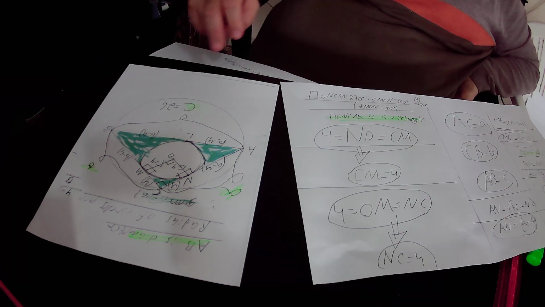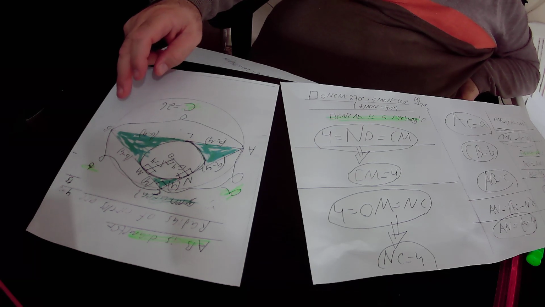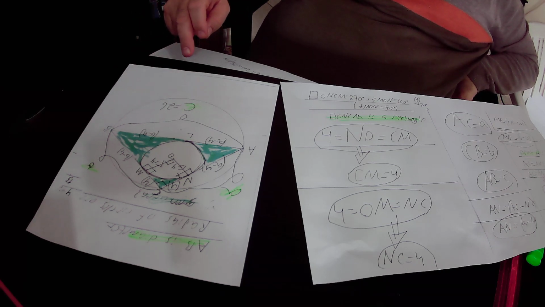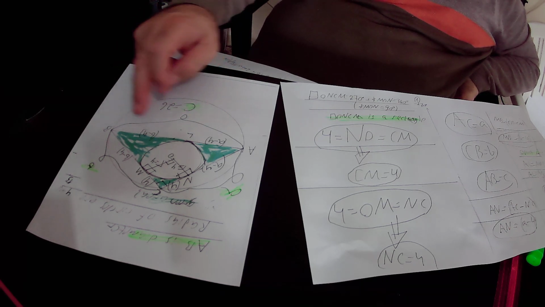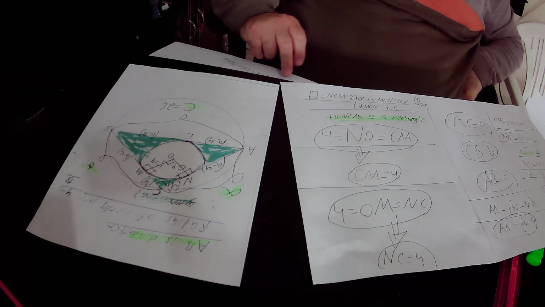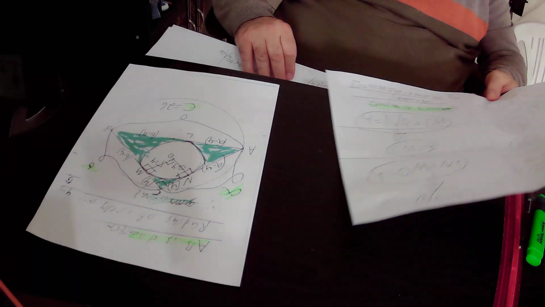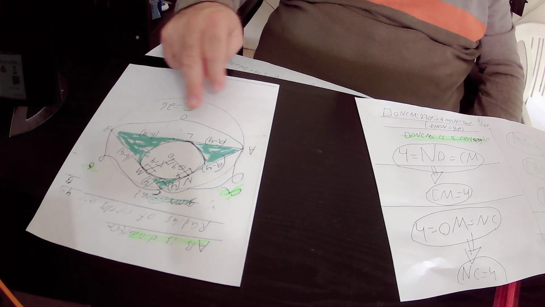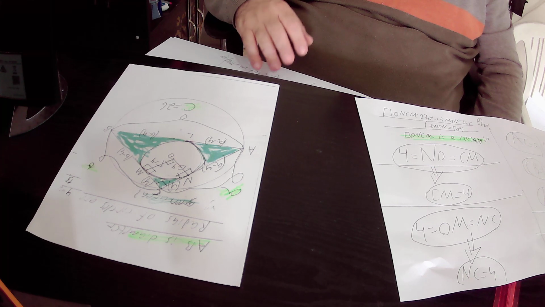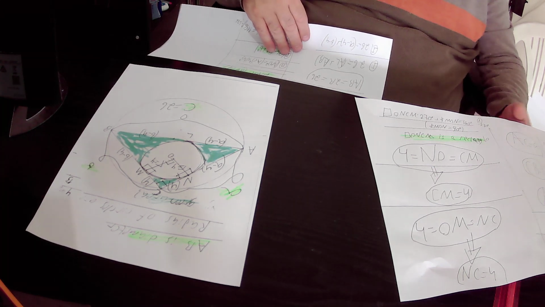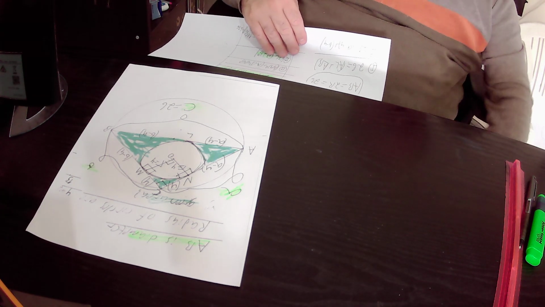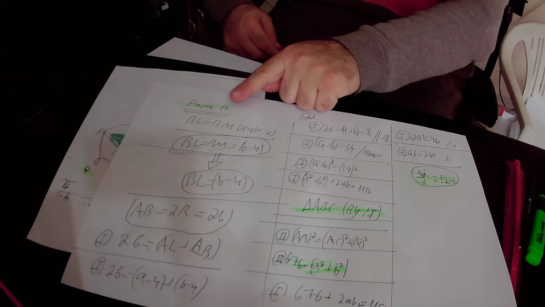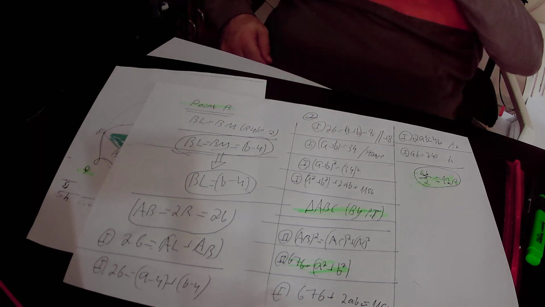Then we focus on the right, on the common external point B. From the common external point B, we have two tangents to this circle, tangent BL and tangent BM. And according to rule number 2, they are equal to each other. Here BL equals BM according to rule number 2.